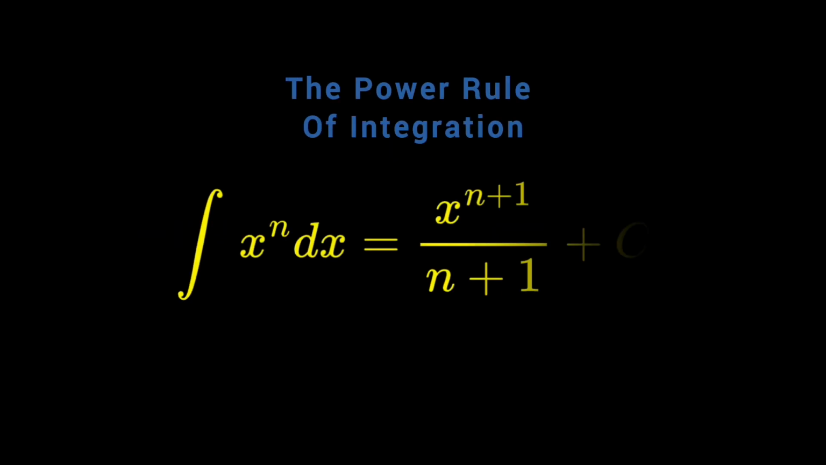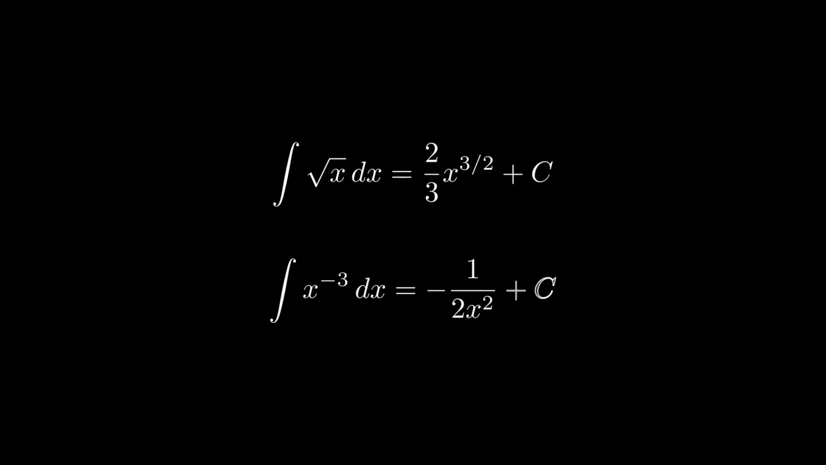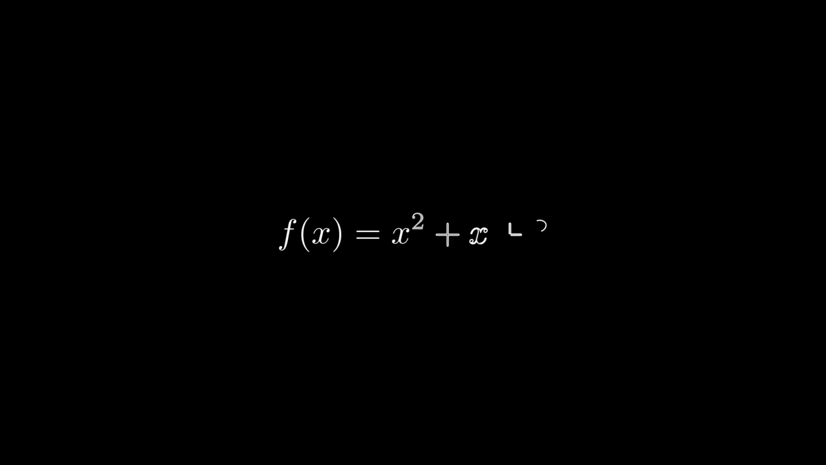To undo a derivative, we use the power rule of integration. We add 1 to the exponent and then divide by that new number. Let's try it with our example, where square root of x becomes x to the power of 1/2. And for negative powers like x to the power of -3, the process is the same. Add 1 to the power and divide.